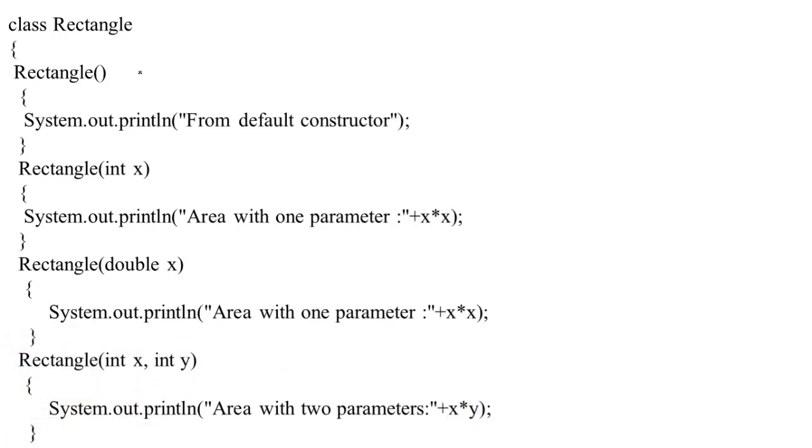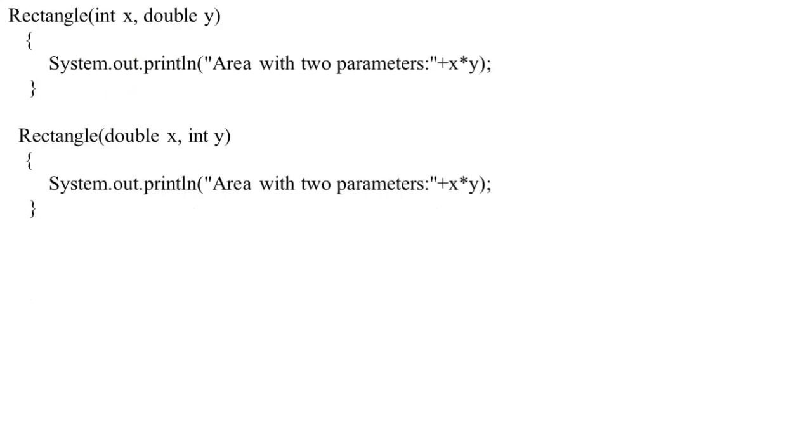Just try to understand how many constructors we have. First constructor, second constructor, third constructor, 4 constructors. In this particular slide, we have 4 constructors. In a similar manner, here I have 2 more constructors. What are the 2 more constructors? This is the 5th one, this is the 6th one.